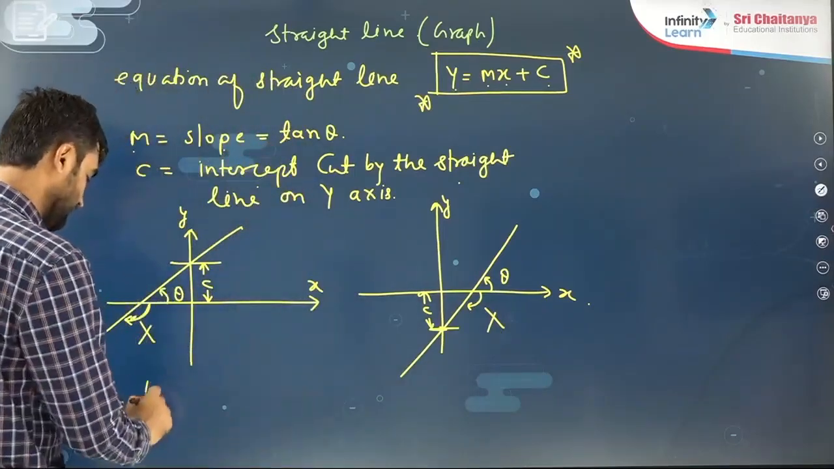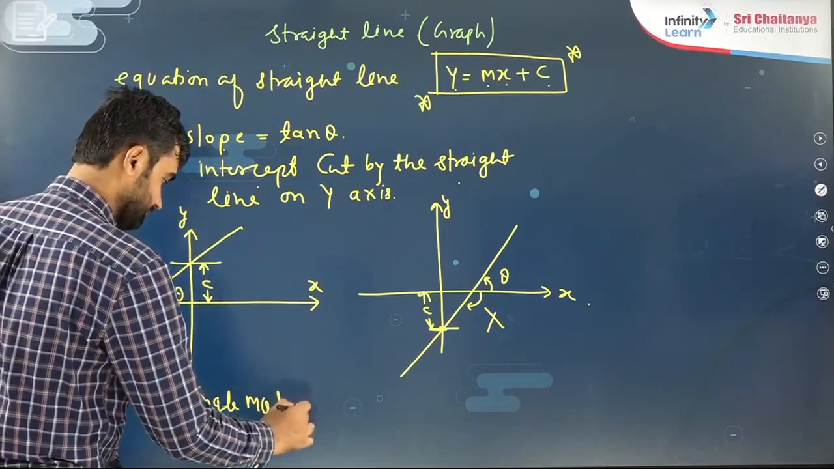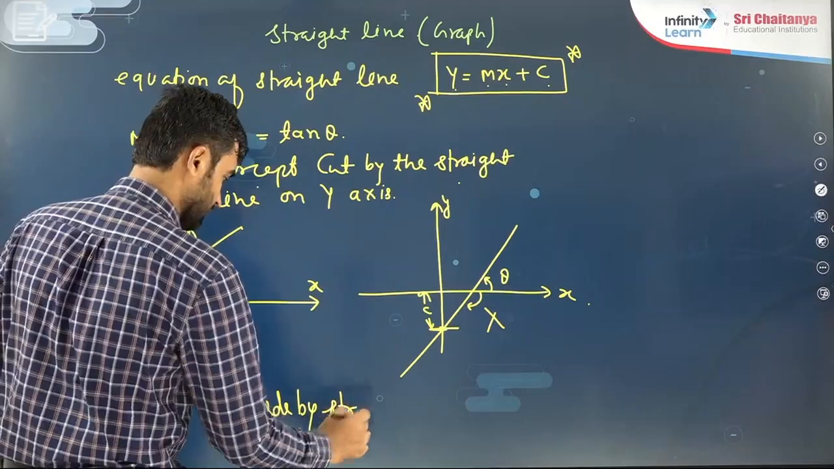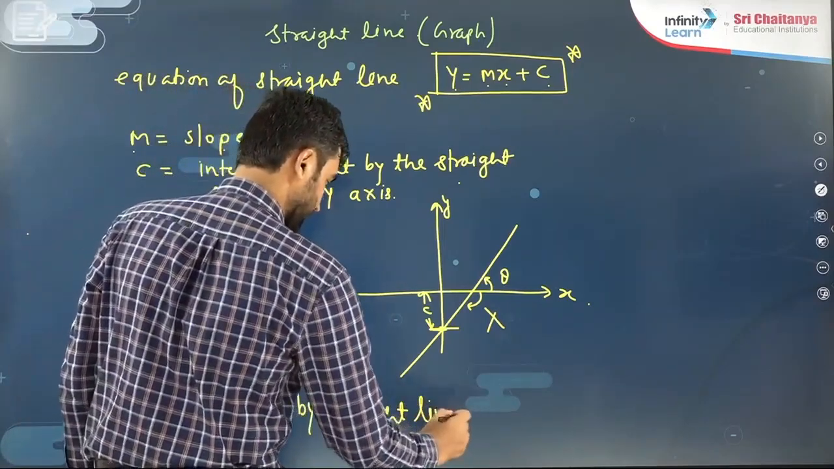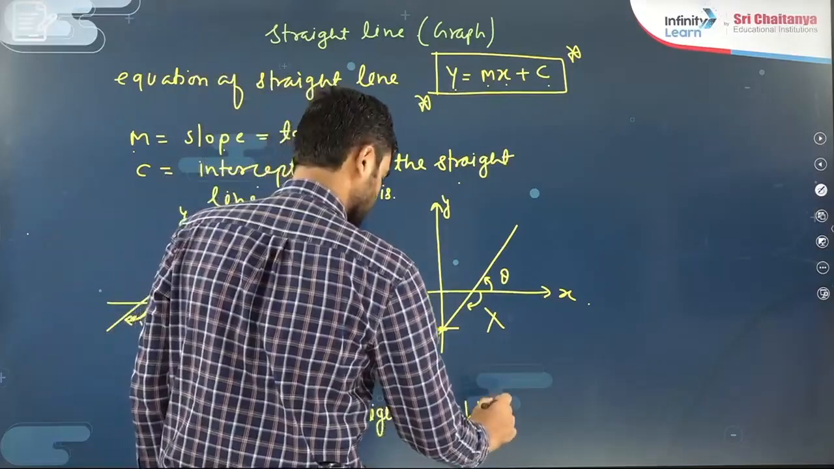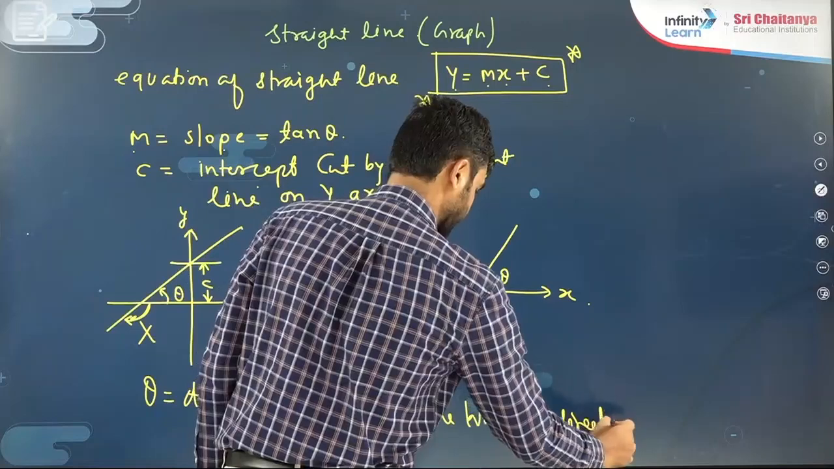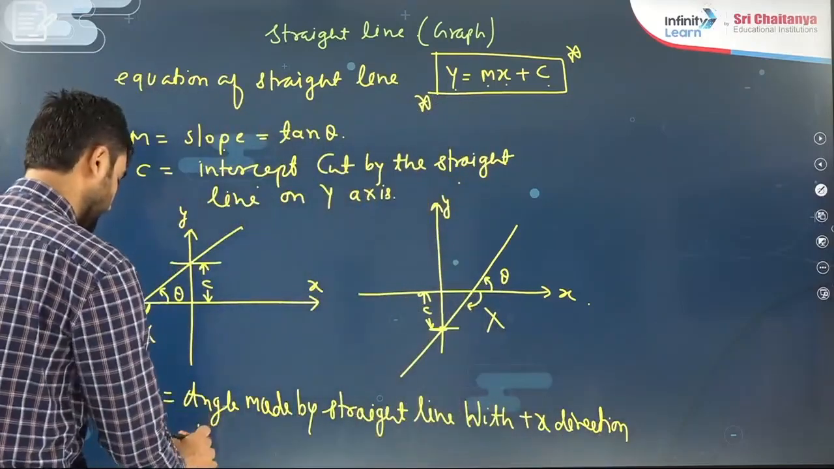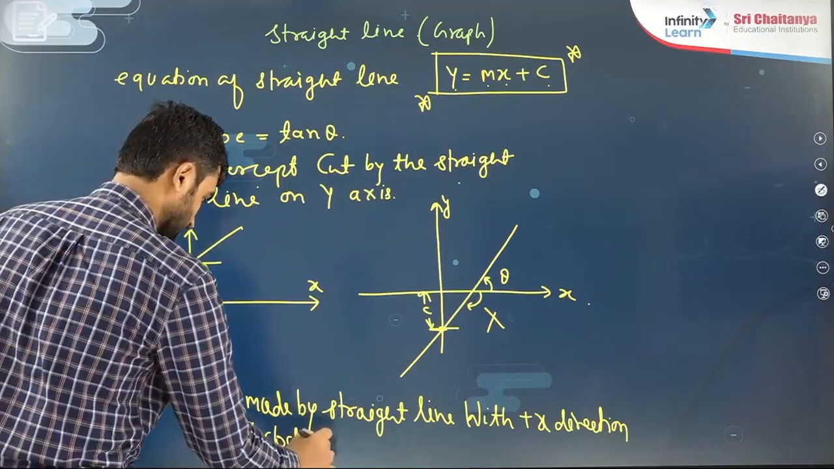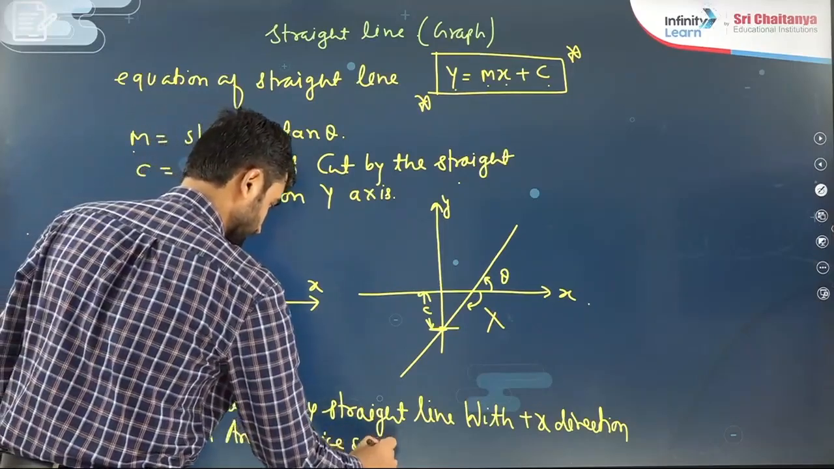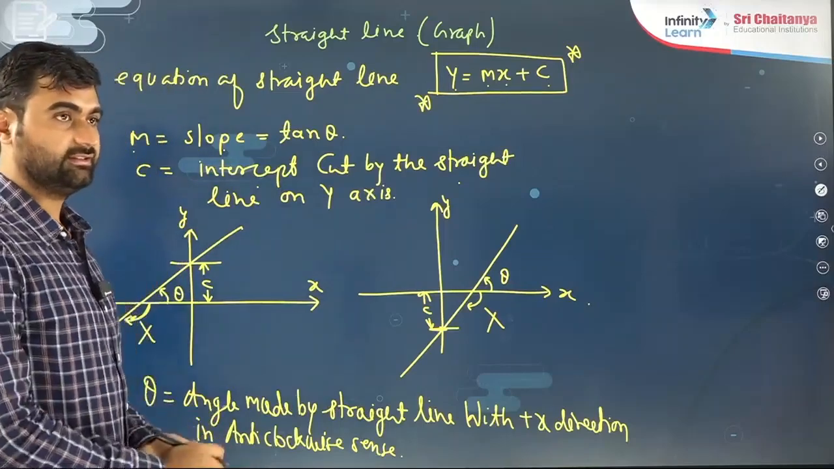And what is theta here? Theta is the angle made by the straight line with the plus x direction in the anti-clockwise sense. Understood? Okay.